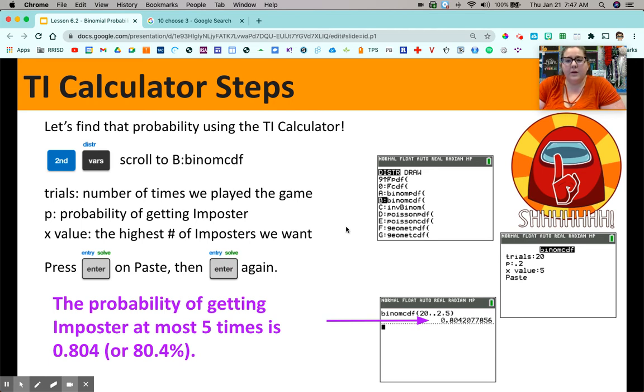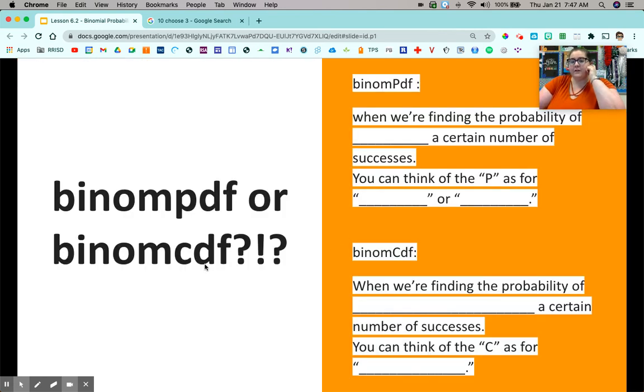So it's pretty likely. It's pretty likely that you'll get imposter 5 or fewer times if you play it 20 times. So let's talk about the difference real quick between Binomial PDF and Binomial CDF, because obviously it can be easy to confuse the two in your calculator. So Binomial PDF is when we're finding the probability of exactly a certain number of successes. So if I had said, what's the probability I get imposter exactly 5 times? You can think of the P in PDF as for perfect or precise. We want a precise, perfect, exact number of successes.